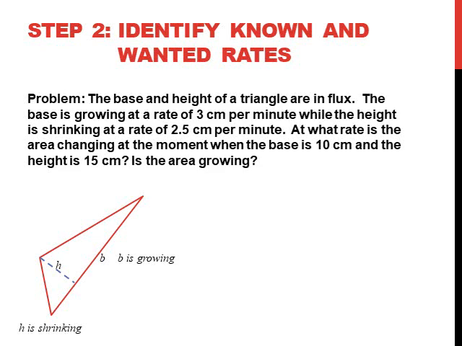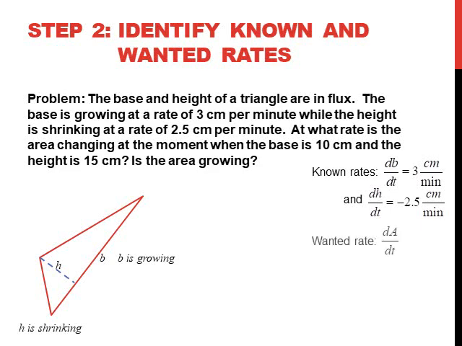As I identify the known and wanted rates, I'm going to be careful to pay attention to the signs. Now, I was told that the base was growing at a rate of 3 centimeters per minute, so expressed in derivative terms, that's dB/dt equals 3. Since the height is shrinking at a rate of 2.5 centimeters per minute, it has a negative rate of change, so dH/dt is negative 2.5. Part of the question phrasing says, at what rate is the area changing? And that tells us that there's a wanted rate, the rate of change of the area, dA/dt. I don't know what that's equal to.